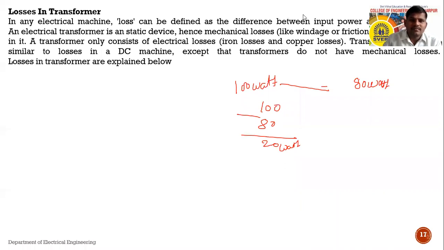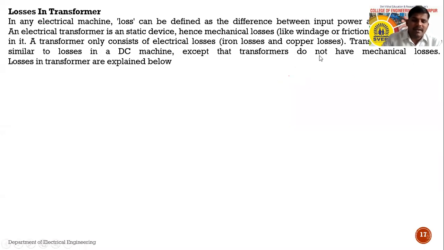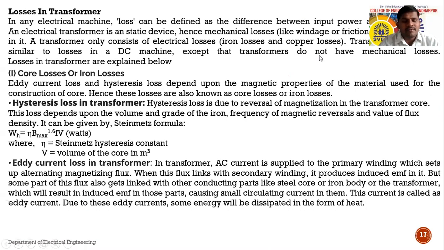Now we will discuss the losses one by one, starting with the constant loss, or we can call it core loss and iron loss. How is it formed, that means why is it called a constant loss, how much quantity will occur, or which parameter does it depend upon. In the core losses, there are again two types of losses.